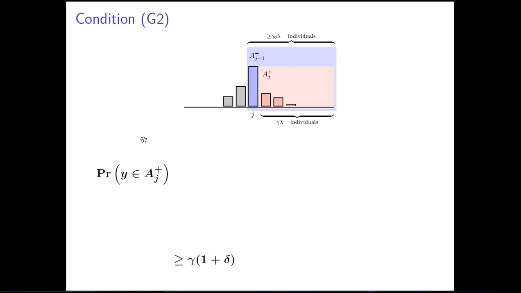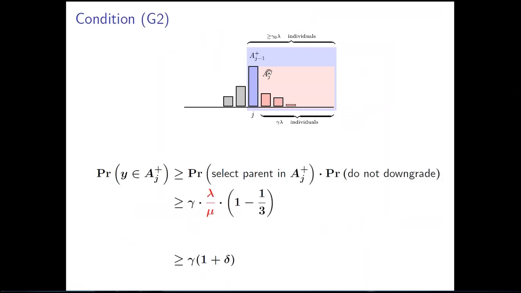To check condition G2, we need to show that, assuming we already have some individuals up here in level J plus 1, the probability of sampling an individual in this pink region is at least gamma times 1 plus delta. To do that, it is sufficient to select a parent in this pink region, and then when we do mutation, not jump backwards. If we stay at the same level or we improve, then the offspring will stay in this pink region. The probability of selecting a parent in A_J plus is, as we have seen, gamma lambda over mu. And the probability of not downgrading is 1 minus the probability of going downwards to the left. So what we want is gamma lambda over mu times 1 minus 1 over 3 to be larger than gamma times 1 plus delta.